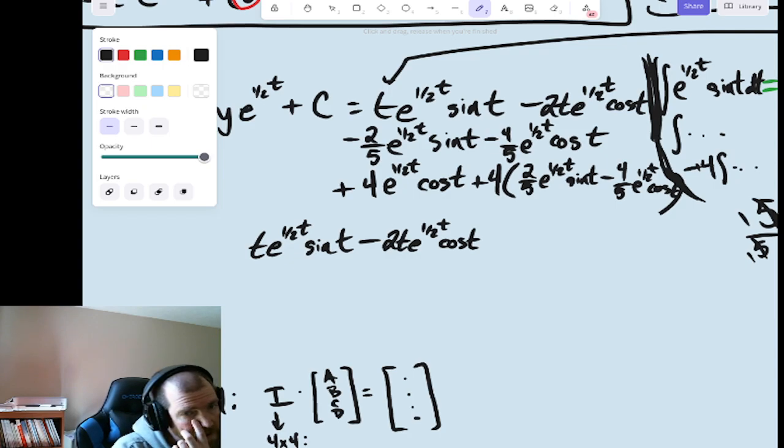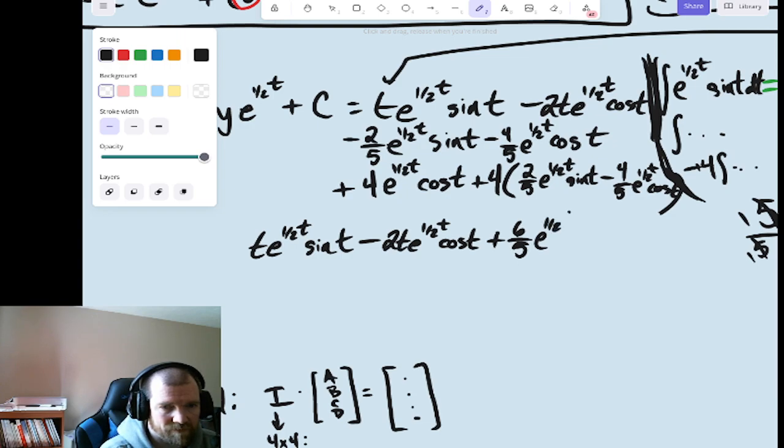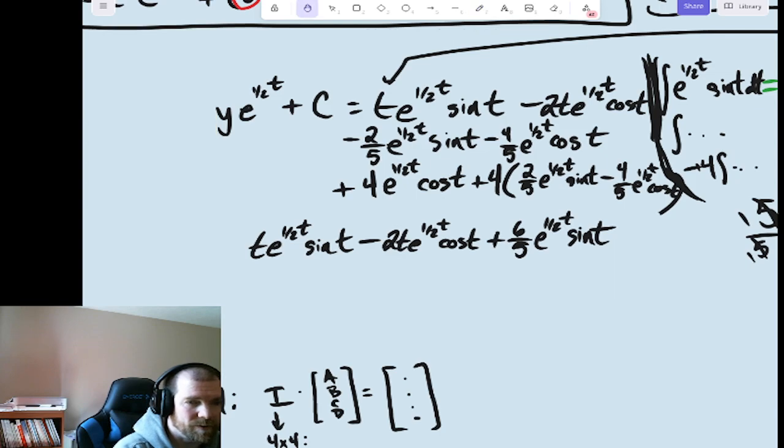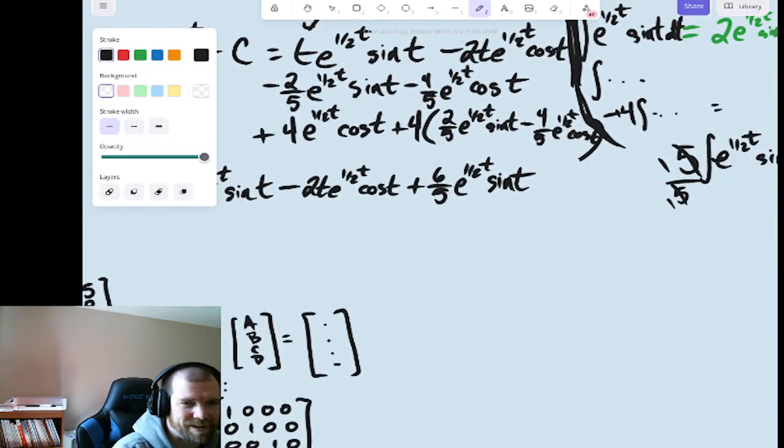Alright, sine, we've got a negative 2/5 plus 4 times 2/5, which is 8/5, so 6/5 e to the 1/2 t sine of t. Alright, that's looking pretty good. We're going to celebrate hard if we actually get the other one right. There's just terms all over the place, it's fine. Okay, so we get a negative 16 minus 4, which is a negative 20 over 5.